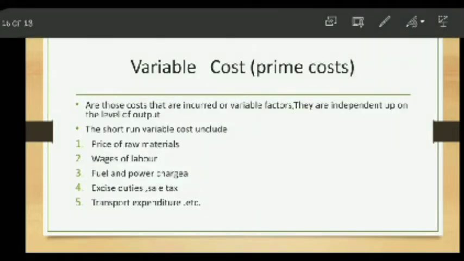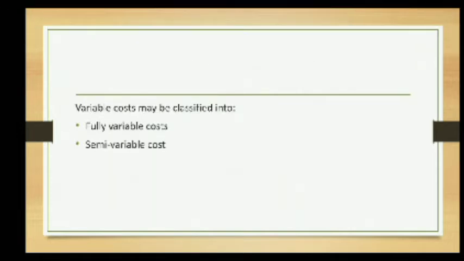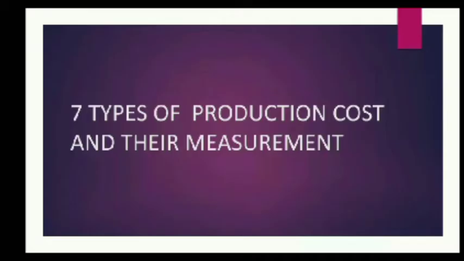Variable costs, or prime costs, are those costs that are incurred on variable factors. They are dependent upon the level of output. The short-run variable costs include price of raw material, wages of labor, fuel and power charges, excise duties or sales tax, transport expenditures, and etc. Variable costs may be classified into two: fully variable cost and semi-variable cost.